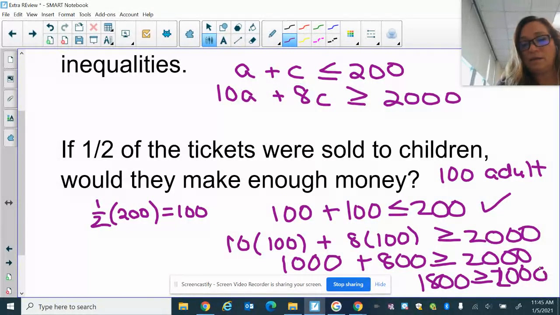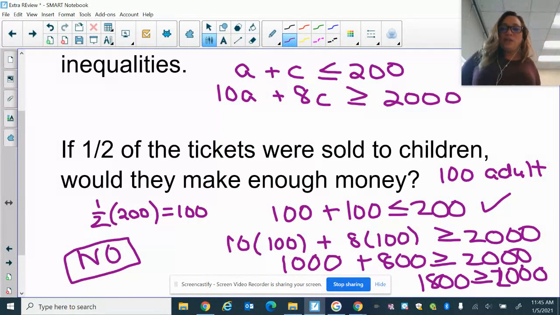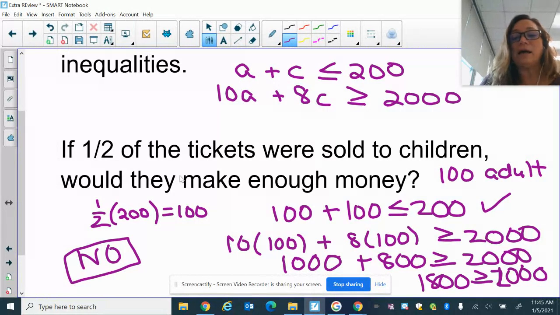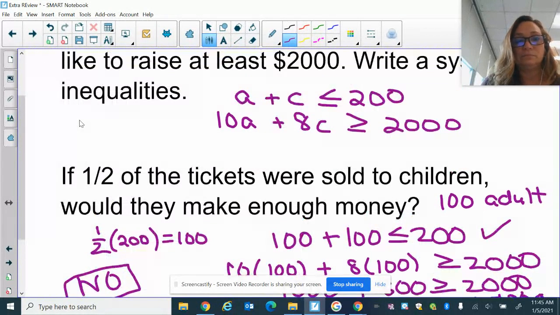So I'm going to say no. And usually it would say something like justify or explain. So the rationale would be like, okay, $1,800 is not more than or even equal to 2,000. It's not enough money. So they have to sell more adult tickets. You know, maybe it's 120. I don't know, but we could graph it and find out.